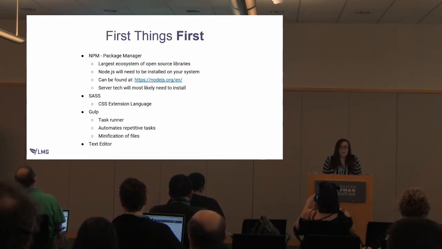The next thing is Gulp, and that's going to be your task runner. What it does is that it automates a lot of repetitive tasks for you, and it will also minify your files, so that's going to help with website optimization. Finally, of course, there's this text editor, and everyone has their preferred one. I like Sublime, but that's totally up to you.